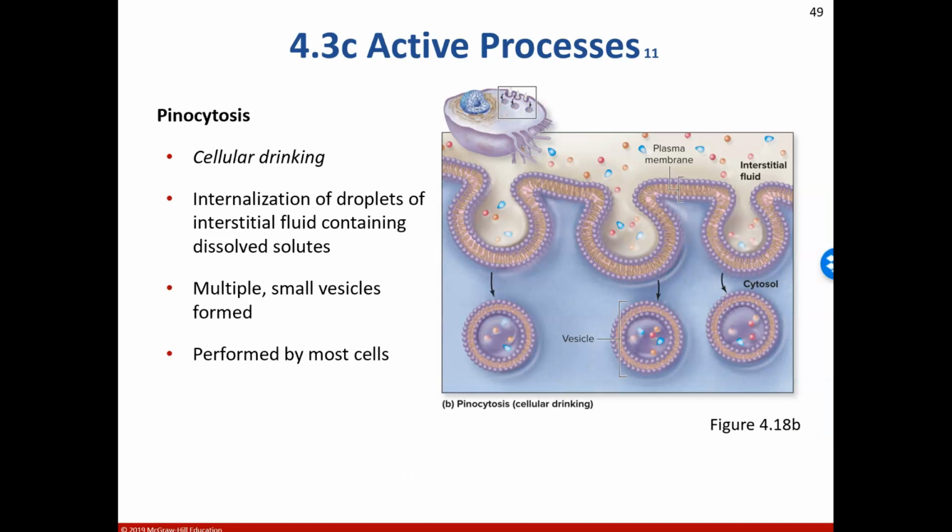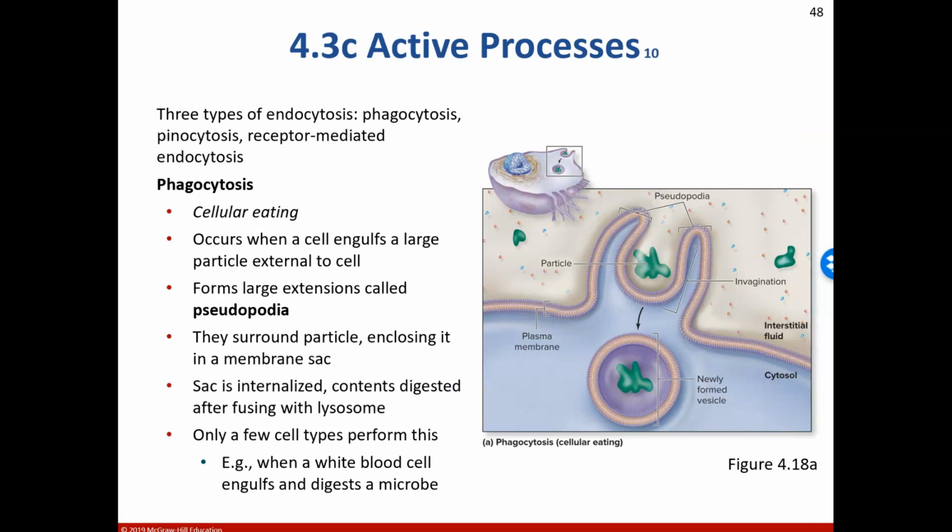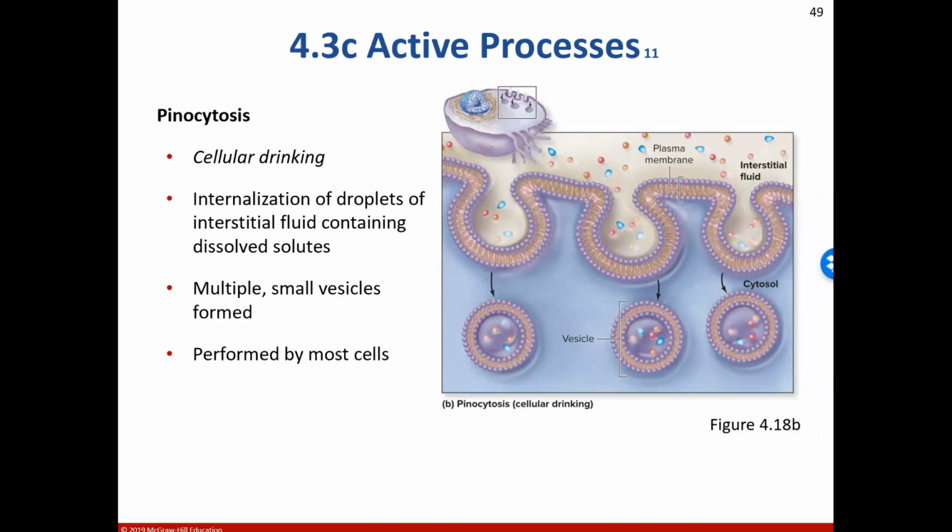Our other type of endocytosis is pinocytosis. So I want you to think of phagocytosis as almost taking in more solid, like think food type of things. And pinocytosis is more smaller particles or fluid. So this is why pinocytosis is also called cell drinking. We're going to internalize droplets of interstitial fluid that contain dissolved solutes. So we'll have multiple small vesicles that are formed, and this is performed by most cells.